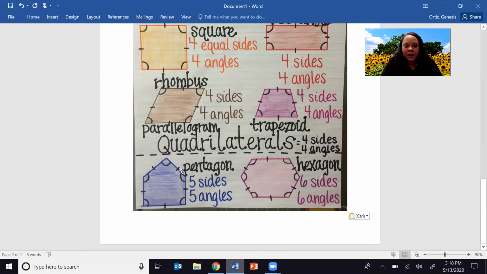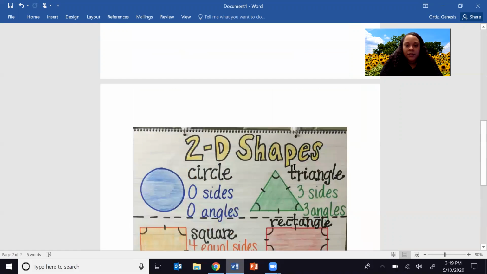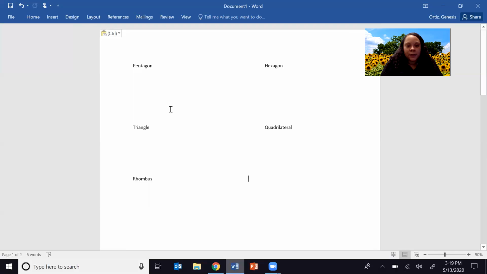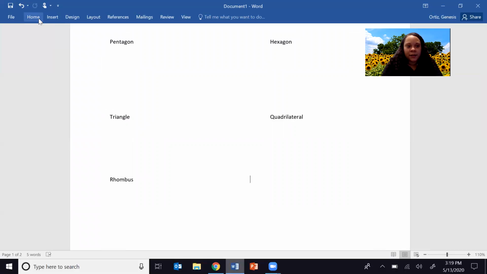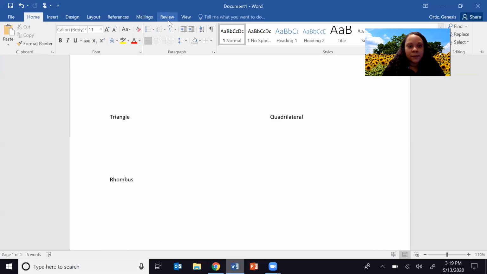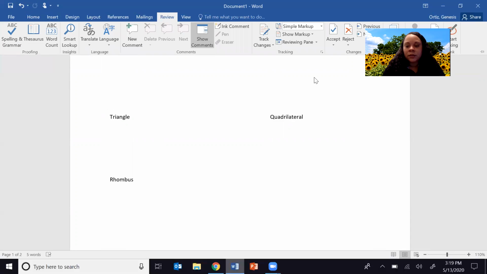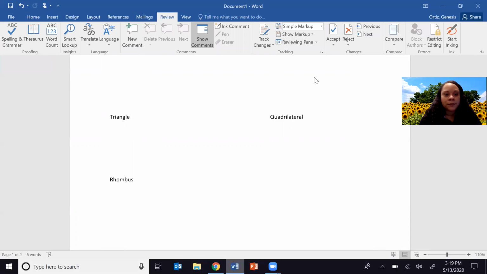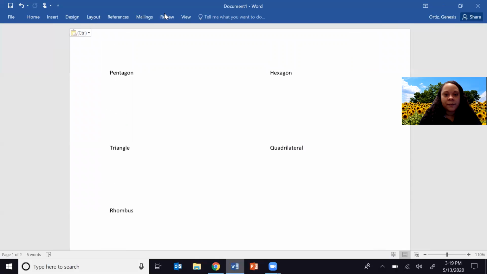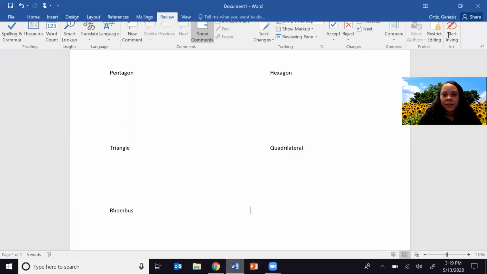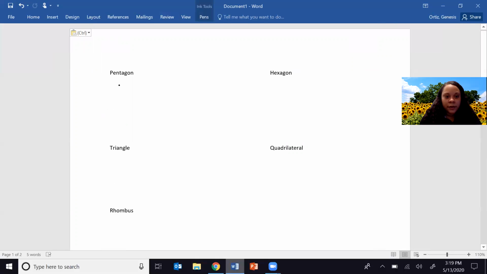And then we have a pentagon, which is 5 sides, 5 angles, and 5 vertices, and the hexagon, which is 6 sides, angles, and vertices. So let's draw it. So a pentagon has, I know the rule. We know that a pentagon has, I'm gonna just start by marking where I would probably put the vertices.